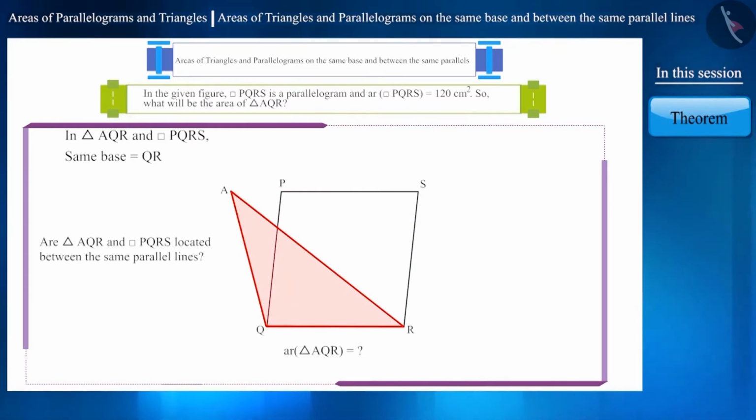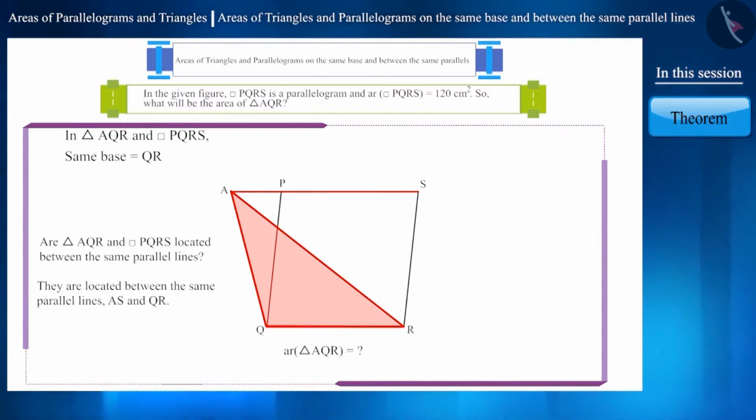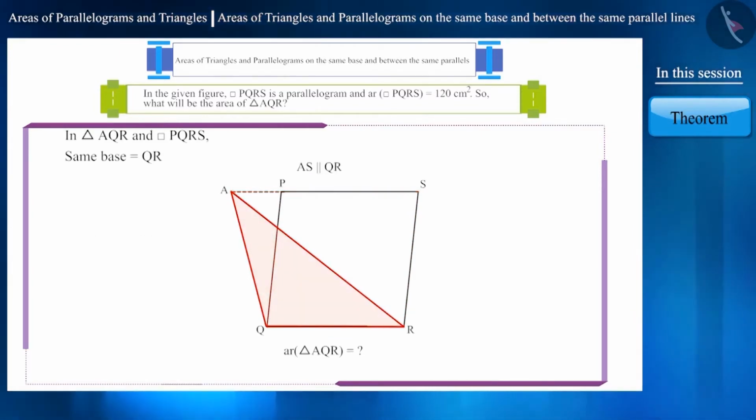Let's check. If we join point A and point P in this way, then we can see that these two shapes are located between the same parallel lines AS and QR. Now, what can you tell about the area of triangle AQR? Let me give you a hint. Let's draw a line parallel to side AQ from point R to side PS, which intersects side PS at point T.